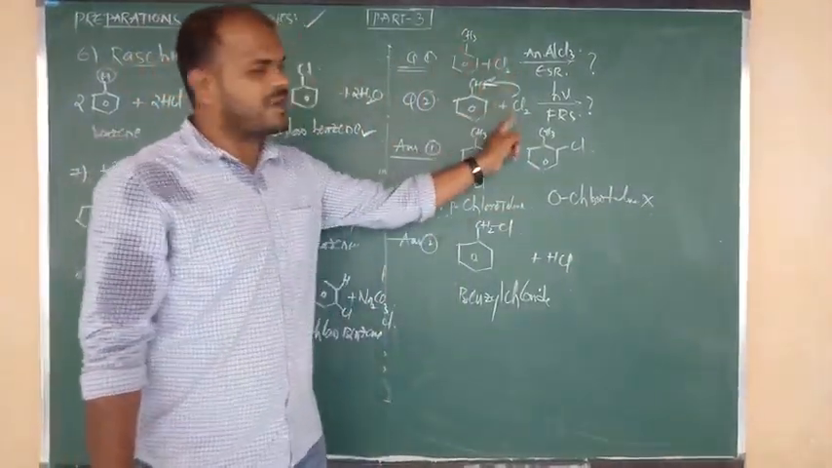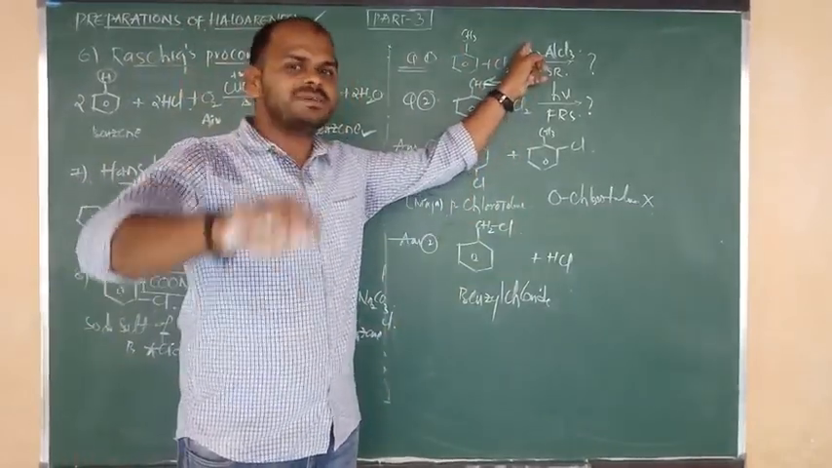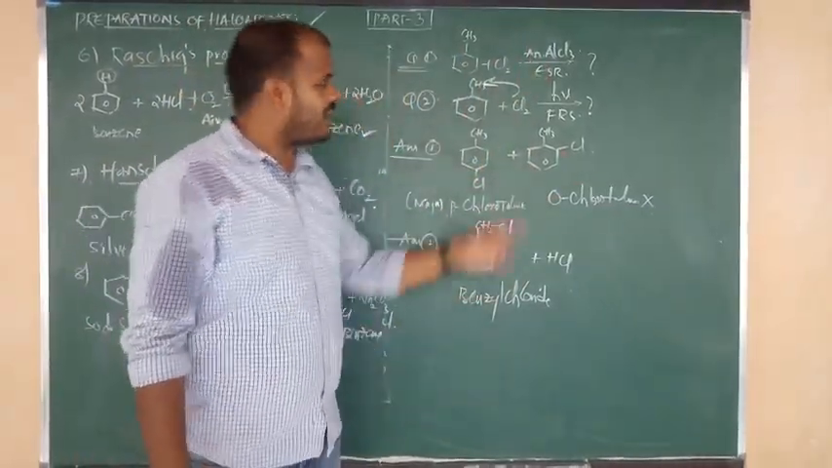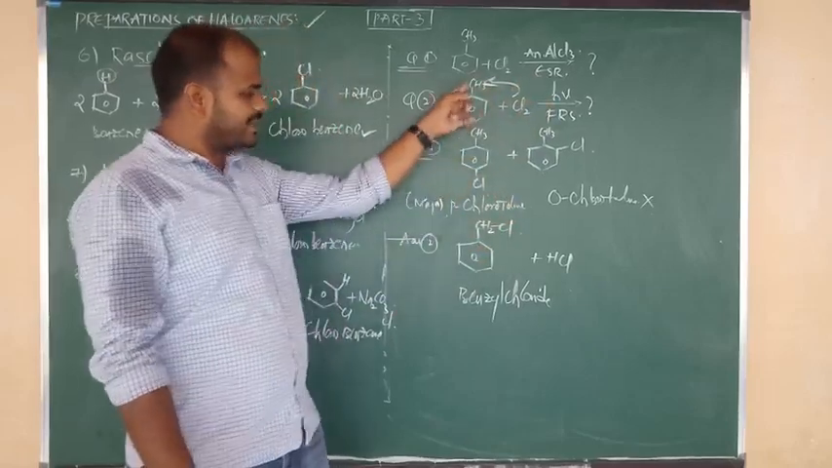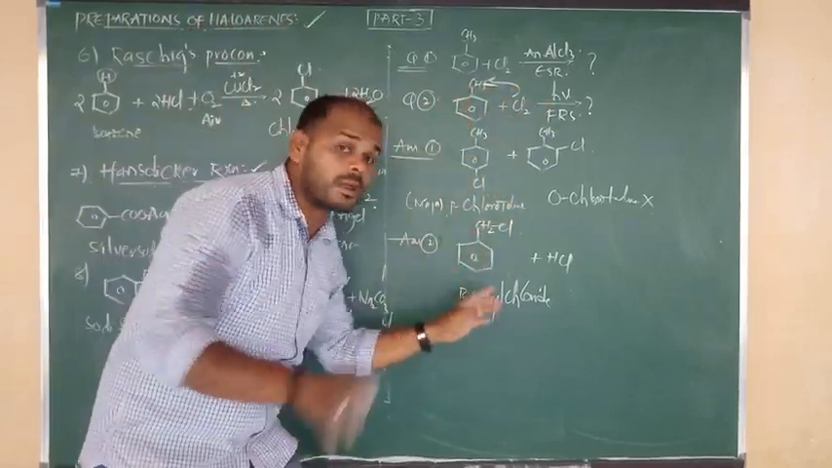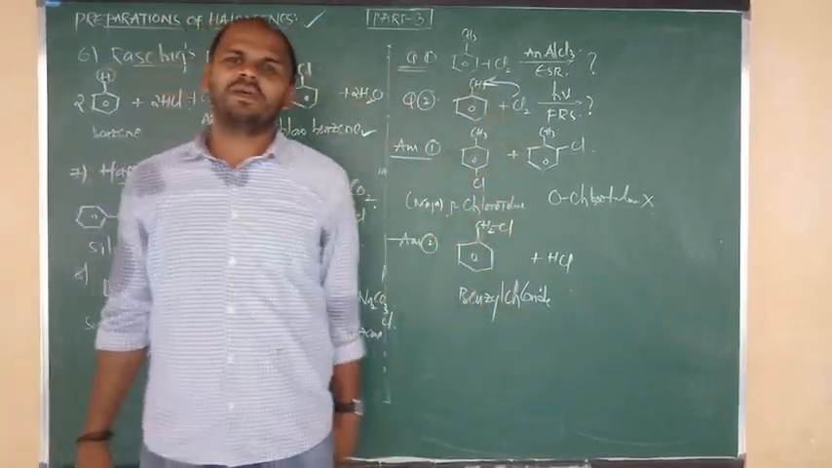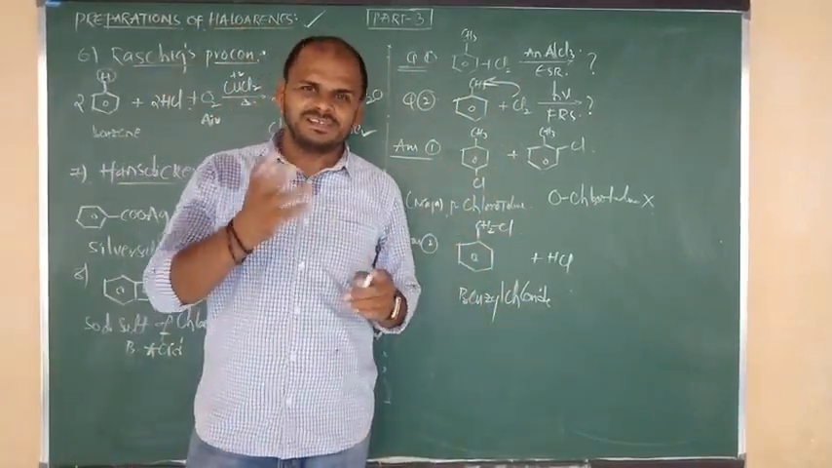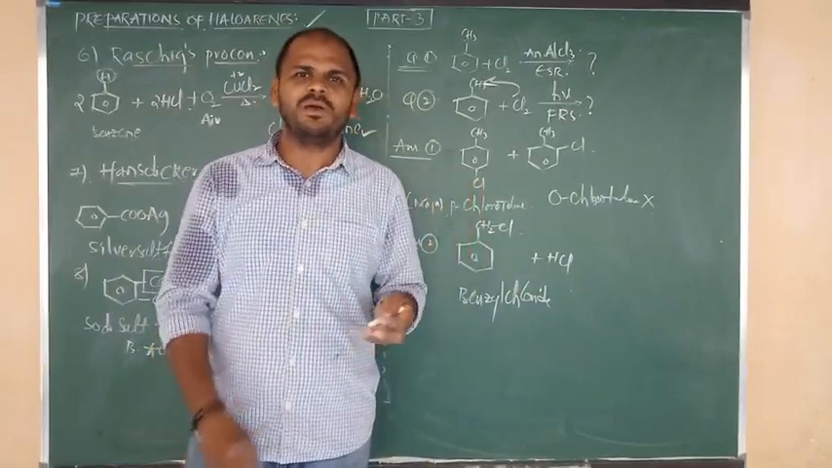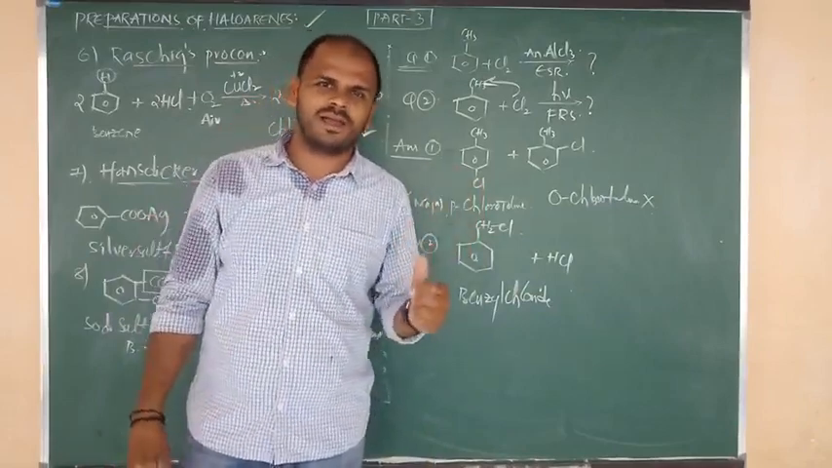Toluene plus Cl2: with AlCl3, remember substitution at ortho and para. With sunlight, remember chlorination takes place only on the side chain, not on the benzene ring. I hope you understand this. It is our green topic. Try to practice better, it may be useful to you. Keep practicing daily. Good luck.